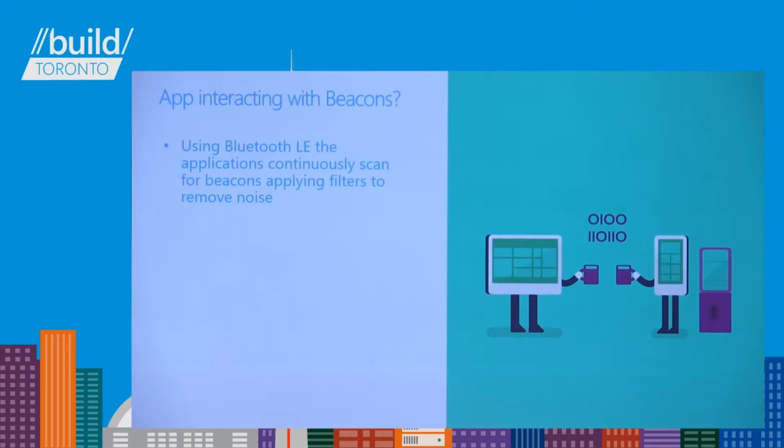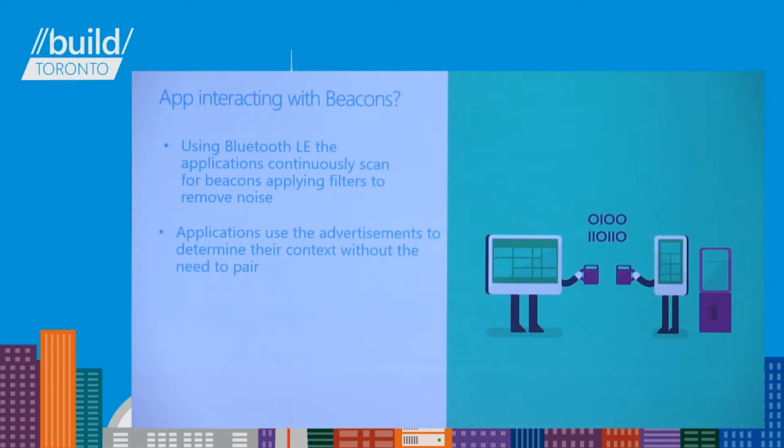So what do you do with this within your application? How do you actually interact with these within your application? The way it works, you set up your application to continuously scan for these beacons. You simply start this, you call this API and it starts to listen, and then you get an event every time you get a beacon near you. You can set filters for specific devices, for a specific range.